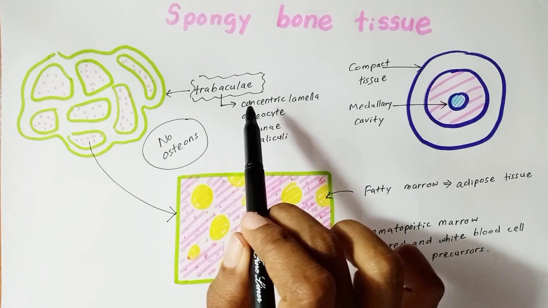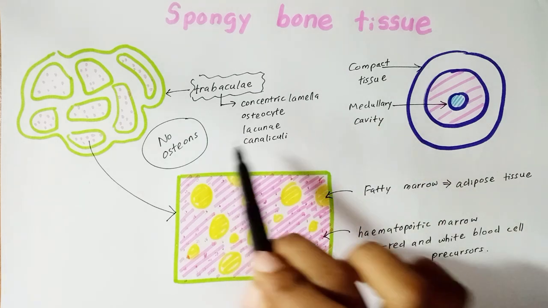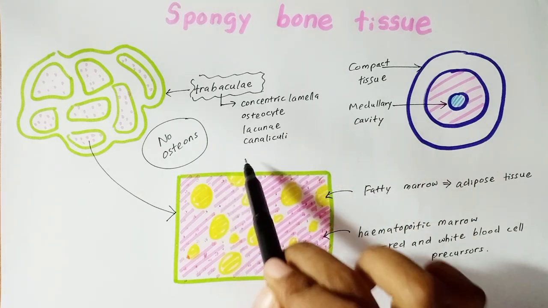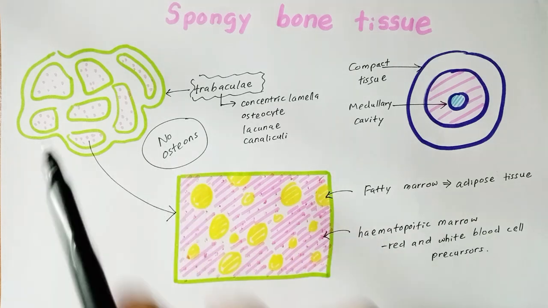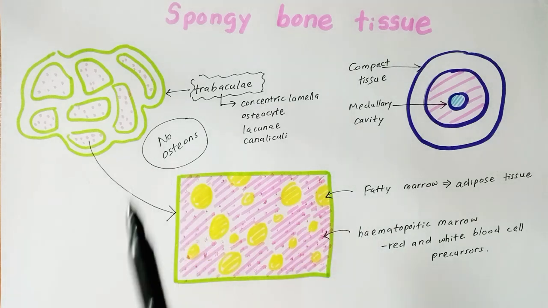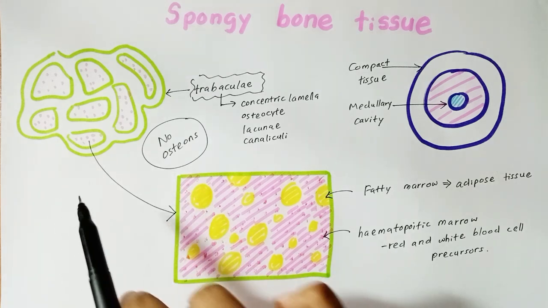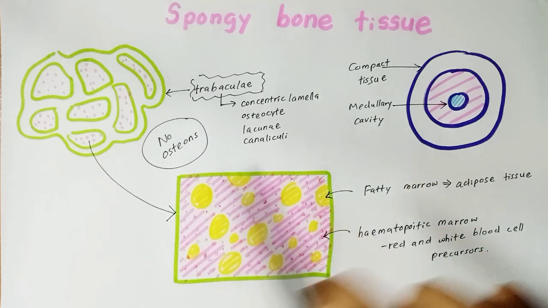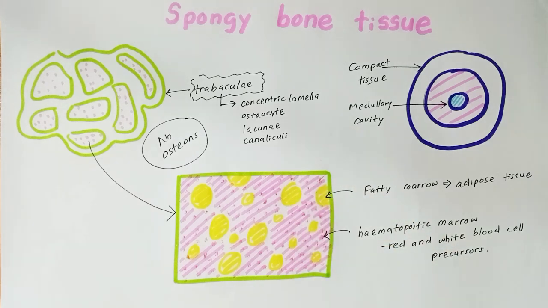In trabeculae, it is somewhat similar to compact tissue as it contains concentric lamella, osteocytes, lacunae and canaliculi, but there are no osteons present here. Remember that there are no osteons present in this spongy bone tissue, only concentric lamella, osteocytes, lacunae and canaliculi. So that's all about spongy bone tissue.